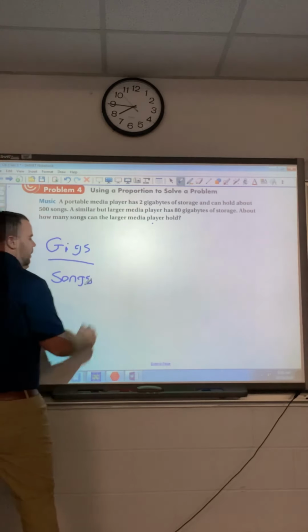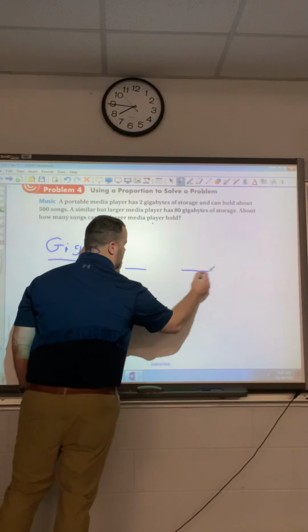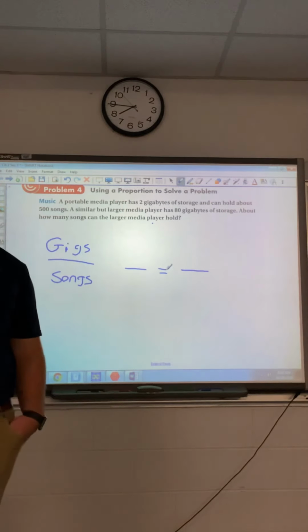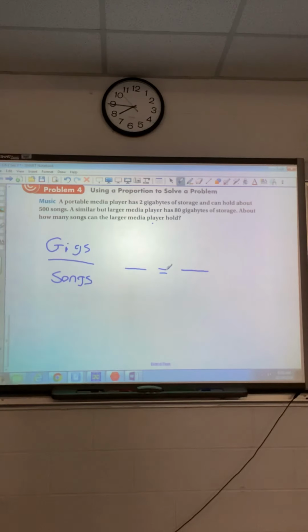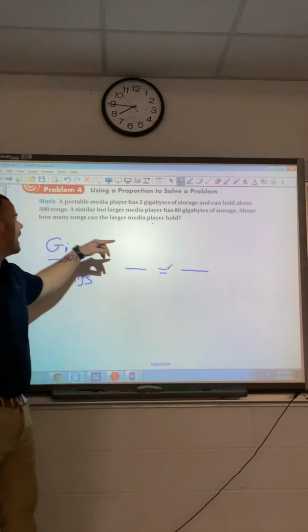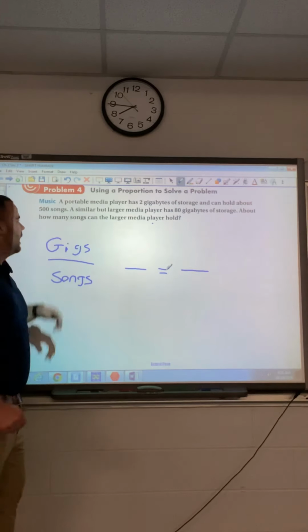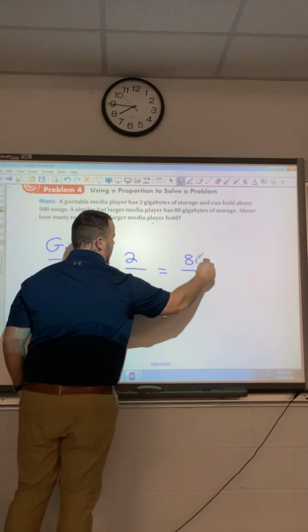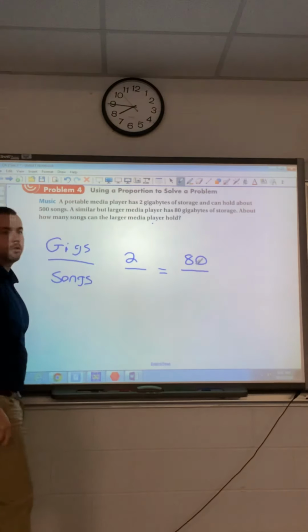Now, beside it, I'm going to make a proportion, just like this. Two division symbols and an equal sign in the middle. As long as I line everything up here, I can't mess up. On the top is gigs, so I'm going to put gigs and gigs. What are my two numbers that I have for gigabytes? 2 and 80, right? Those are my two numbers for gigabytes.